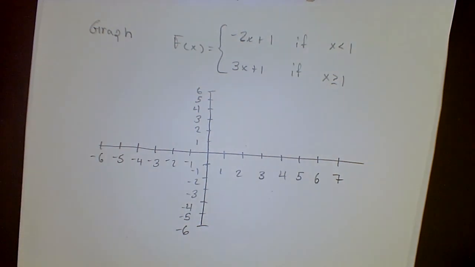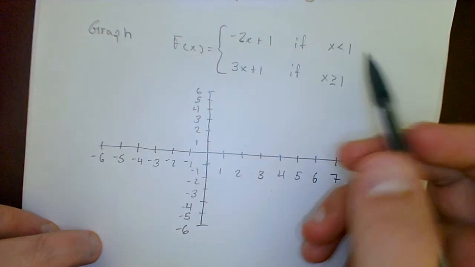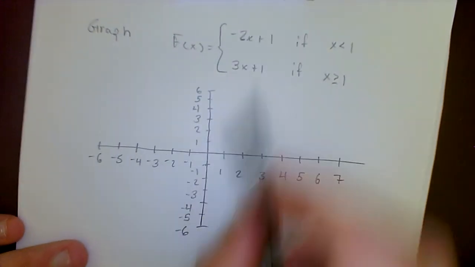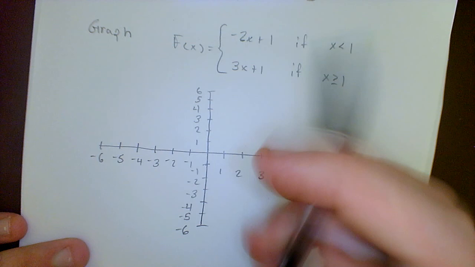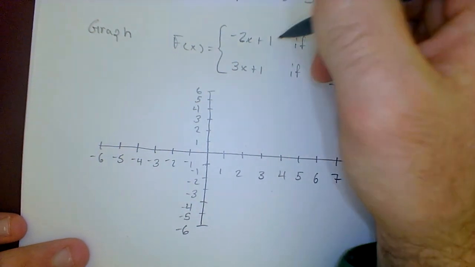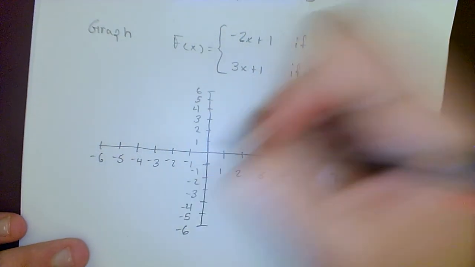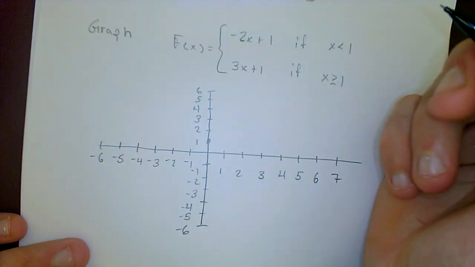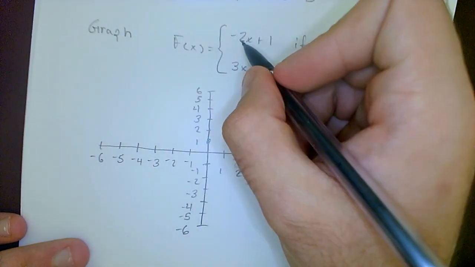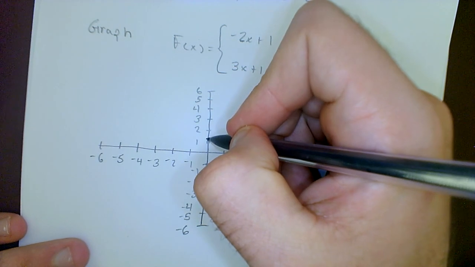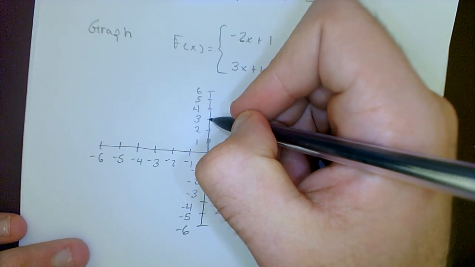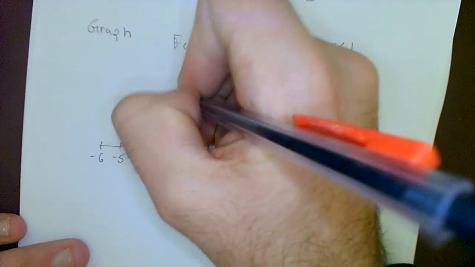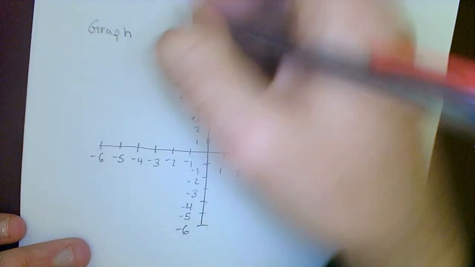So now let's look at the first. If we're less than 1, so if we're here and over, then we need to graph negative 2x plus 1. The y-intercept is when x equals 0, so I know that the point 0, 1 is on that graph. Then since the slope is negative, it's up 2, over to the left, negative 1. Up 2, over to the left, negative 1. So it'd be this line right here.